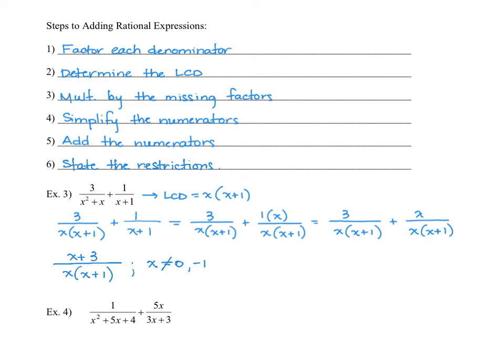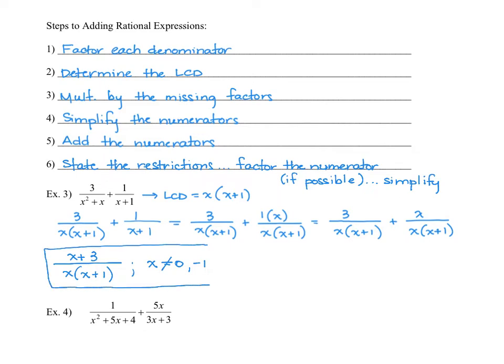I'm going to add a couple steps to step number 6, because if we can factor the numerator, we'll want to do that. So I'm going to say factor the numerator if possible, and simplify. In this particular case, we are not able to simplify any further, so this is our answer.